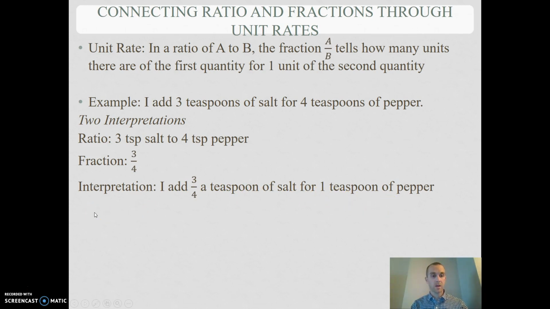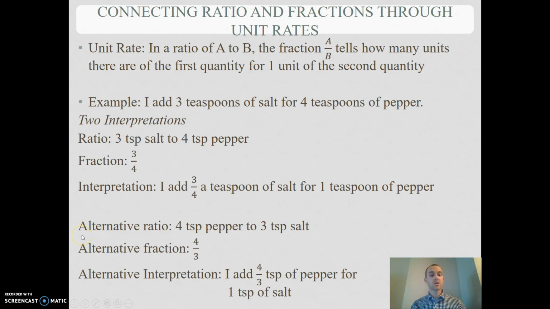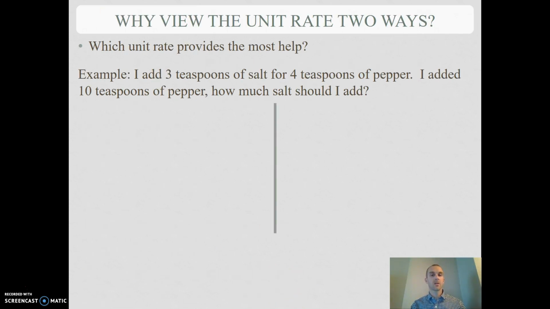Now the other way I could look at this is 4 teaspoons of pepper to 3 teaspoons of salt. The two parts are still there, and when I convert this the other way, that gives me a fraction of 4/3, because now I'm looking at 4/3 a teaspoon of pepper for every teaspoon of salt. So the question then is, why do I care about being able to go both ways? A lot of that depends on the problem that I have.